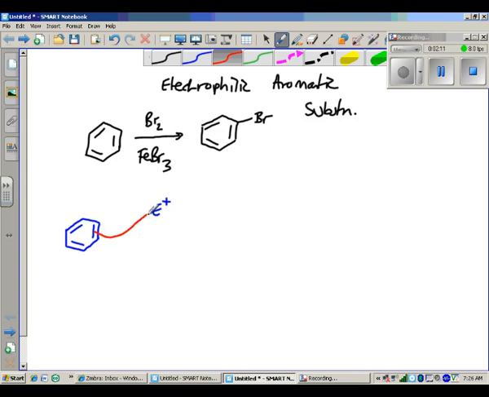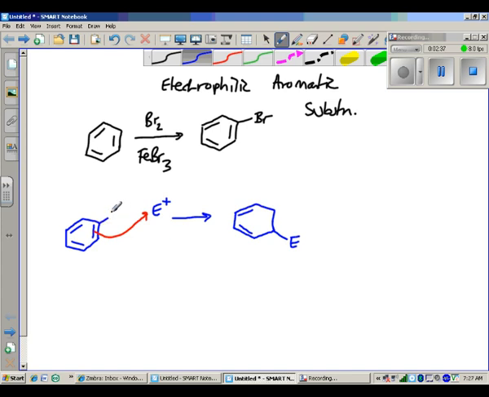So benzene takes its electrons and grabs that electrophile. Notice that all I did was show the electrons coming from the double bond, but I didn't show where. It could have been one of these two carbons. So I'm going to show the electrophile on this carbon here, and these two double bonds I'm going to show here because nothing's happened to those.